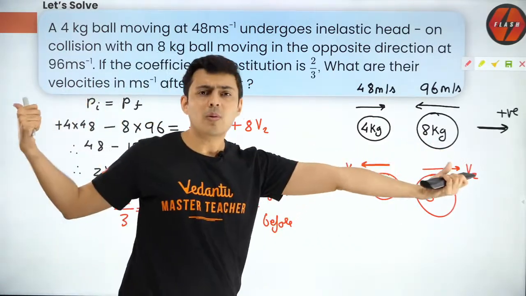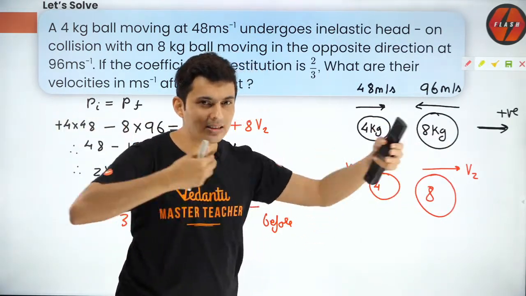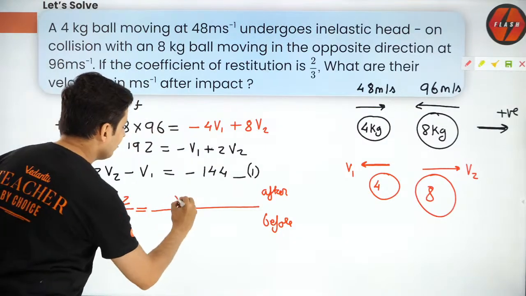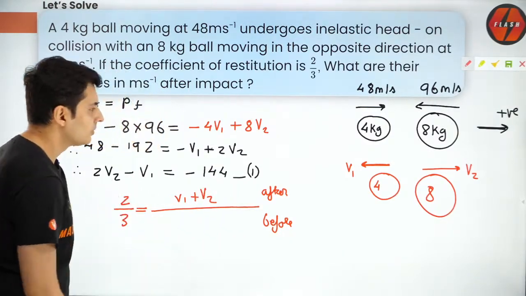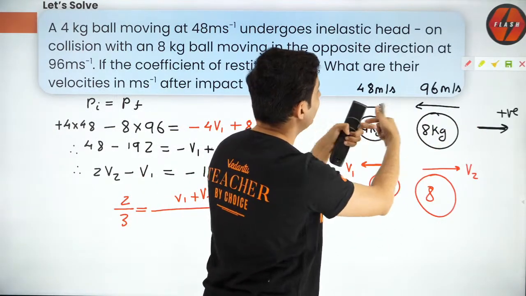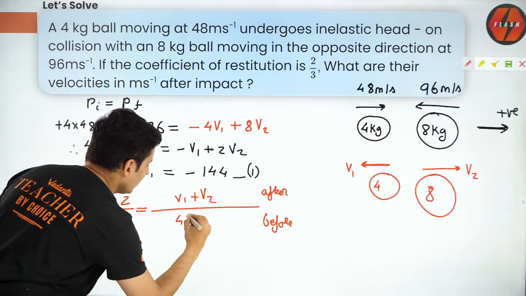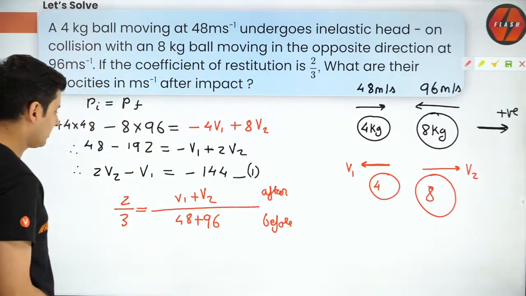After by before. After, what is the relative speed afterwards? Here both are going the opposite direction. What will happen to the speed? Add or subtract? Opposite. Obviously separation will add, right? So it will be V1 plus V2. I hope this makes sense. And this is approaching. What is the relative speed? 48 plus 96. So 48 plus 96.